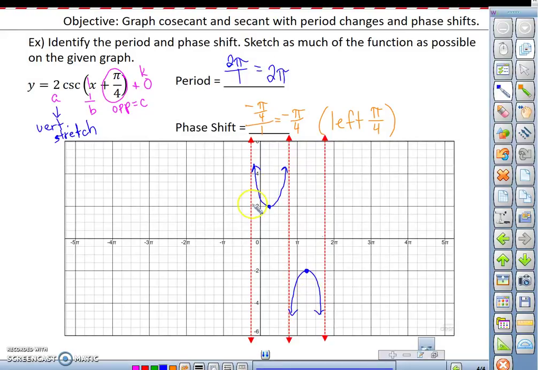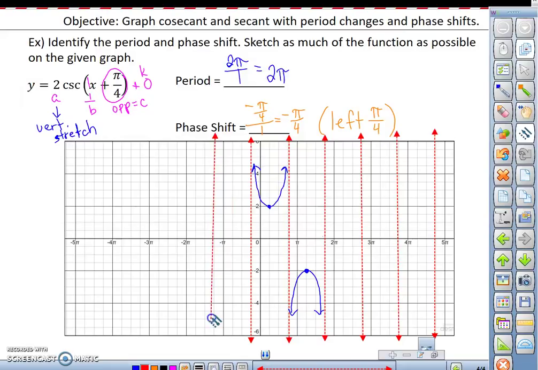So now what we're going to do is extend this. I'm going to add my other asymptotes. Basically every 4 squares, I'm going to find an asymptote. So I go up another 4 squares, I've got another asymptote. Another 4 squares, another asymptote. I'm graphing as much of this function as I possibly can on this given graph. And to the left, moving 4 squares over each time gives me asymptotes.